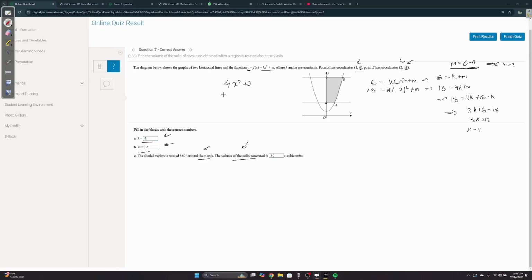So one more thing before we integrate. We need to write this in terms of y. Why am I doing this? Because it's a y-axis. Okay, so it's going to be square root of y minus 2 over 4. Take the 2 here, divide by 4. It's going to be this. x is going to be equal to this. You need to make x alone. When revolving around the y-axis, x has to be alone. It needs to be in terms of y.